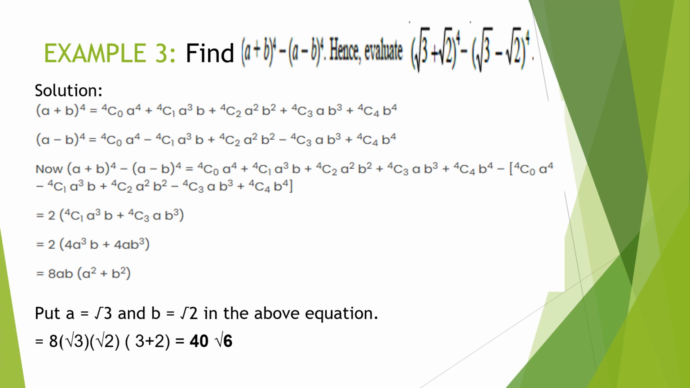2 into 4C1 a cube b plus 4C3 ab cube. So this is 2 into 4a cube b plus 4ab cube, or 8ab into a square plus b square. So the simplest expansion we have obtained is 8ab into bracket a square plus b square. Now just put a is equal to root 3 and b is equal to root 2. So you will get that equal to 40 into root 6. It is just the application of the formula, but be careful with the calculations.